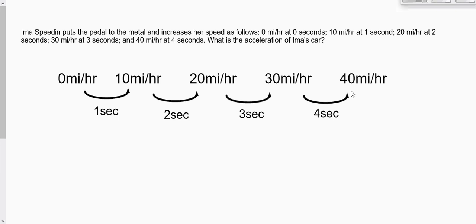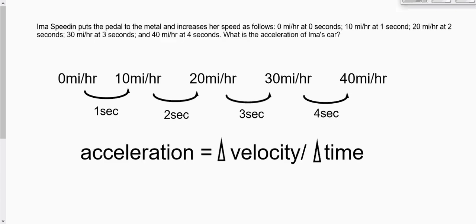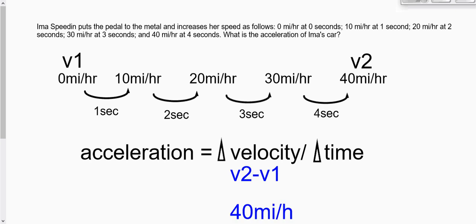How do we figure out the acceleration of our car? I know that my acceleration will talk about my change in velocity over my change in time. How much has my velocity changed by? Well, we started at 0 and we accelerated until we got to 40. My V1, my starting velocity, was 0, and my V2, my end velocity, was 40. My change in velocity then will be V2 minus V1, or 40 miles an hour.